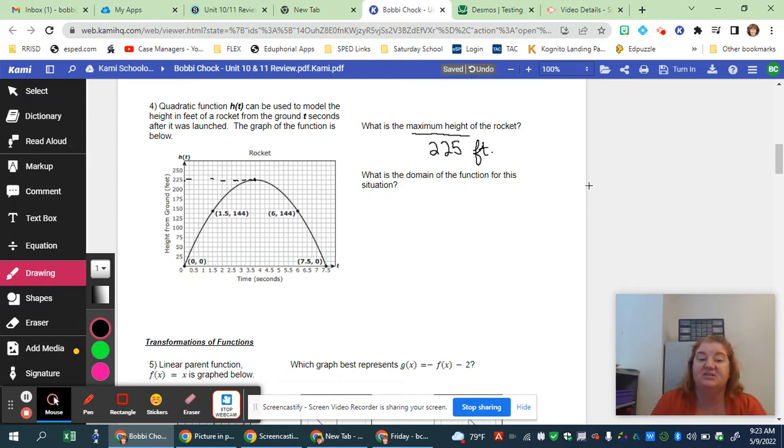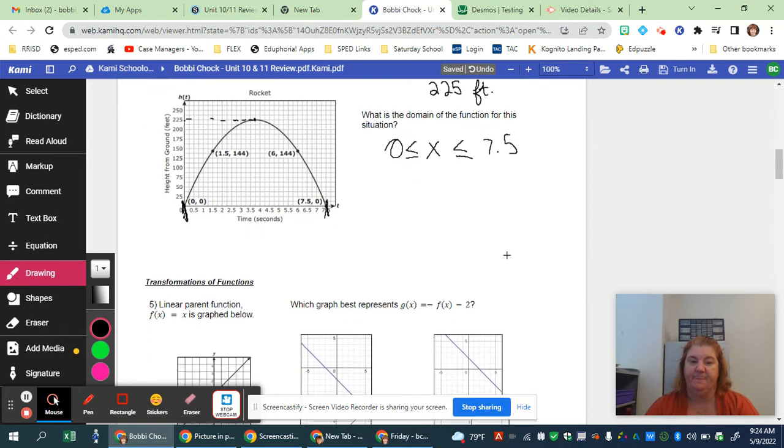Okay. What is the domain? Remember, domain is your x. So your x. You usually write it like that. We start at 0 on the x, and then we go all the way up to 7.5. That would be our domain of this function.